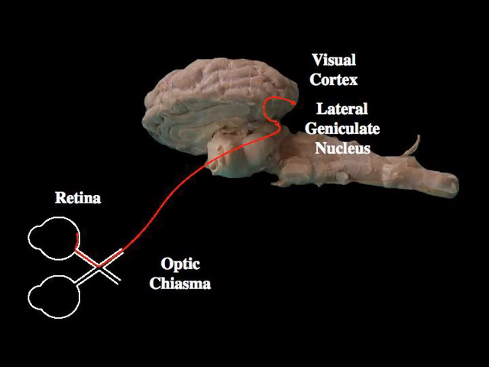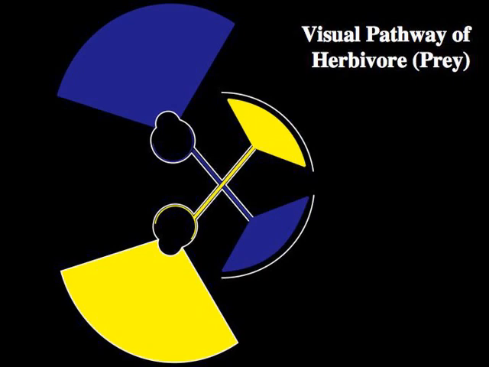Let's talk about decussation in terms of vision then. And let's look first of all at the visual pathways of a typical herbivore or prey animal. Herbivores tend to have one eye on each side of their head, looking out sideways, and they tend to have a wide field of view. They can see most of the way around. They pay for that because they don't have a well-developed stereoscopic area.